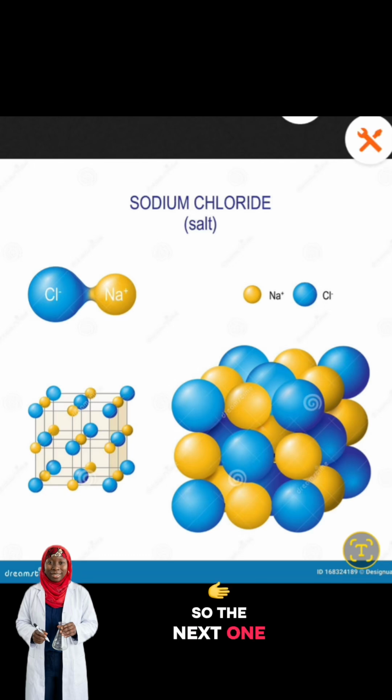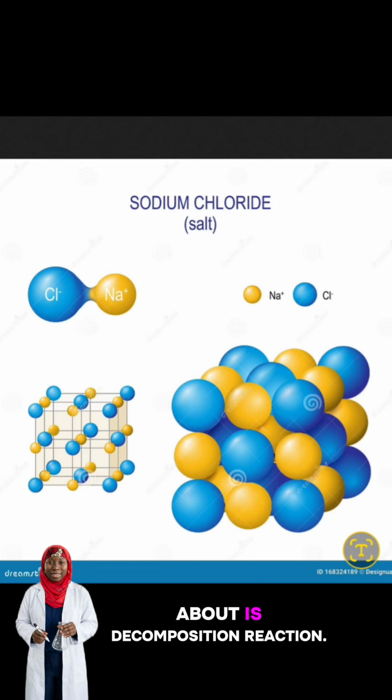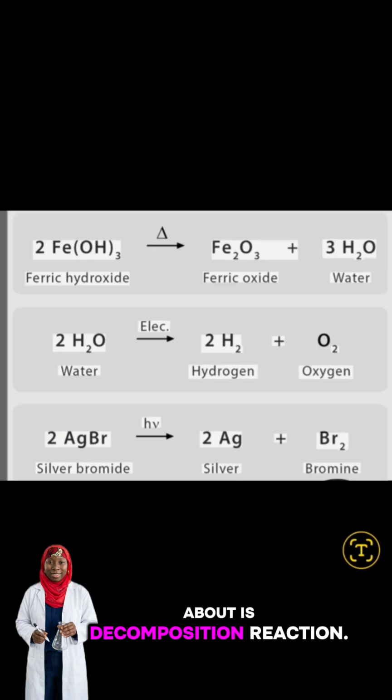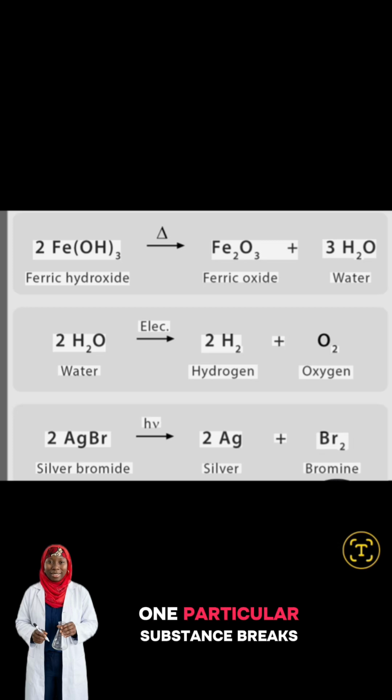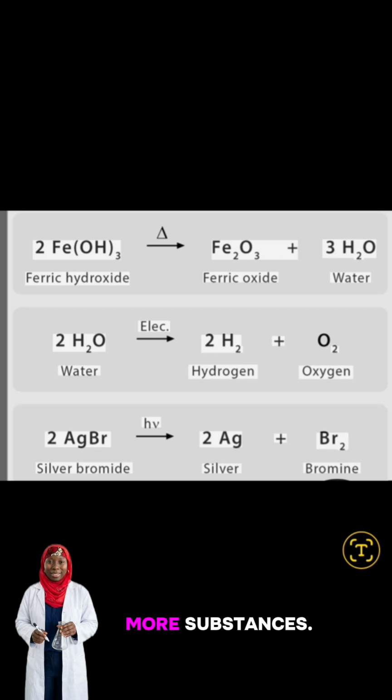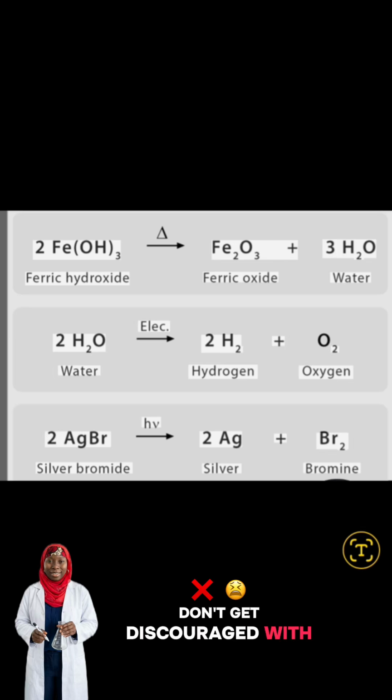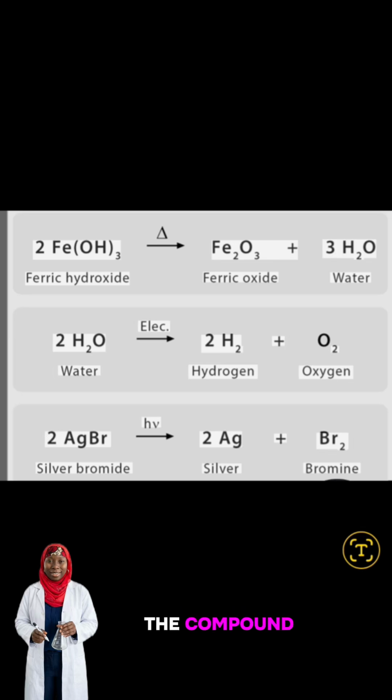So the next one we're going to talk about is decomposition reaction. For a decomposition reaction, one particular substance breaks into one or two or more substances. Look at the reaction on the board. You have ferric hydroxide. Don't get discouraged with the name of the compound.